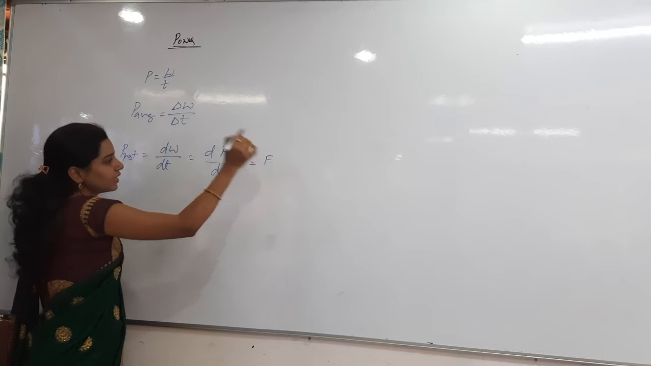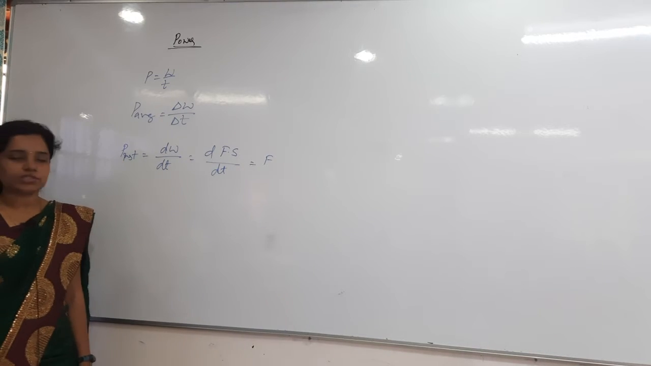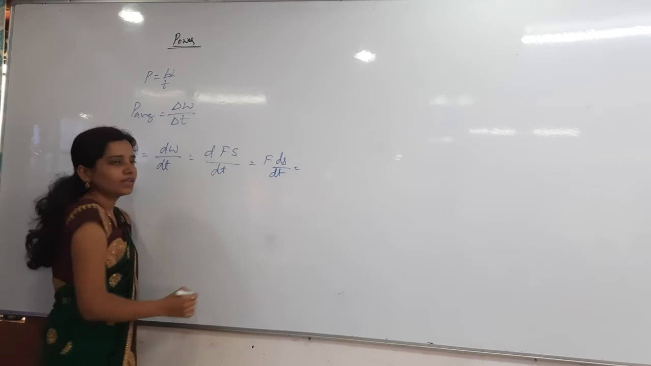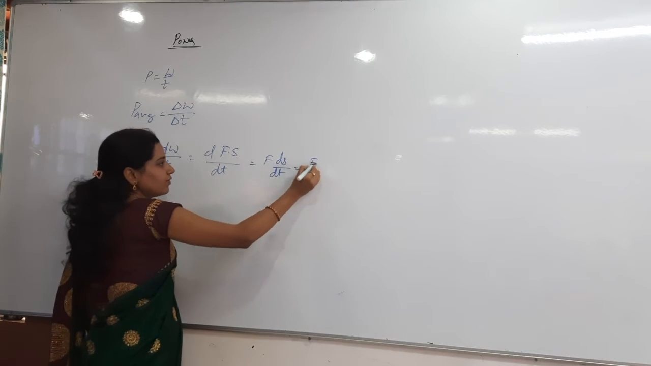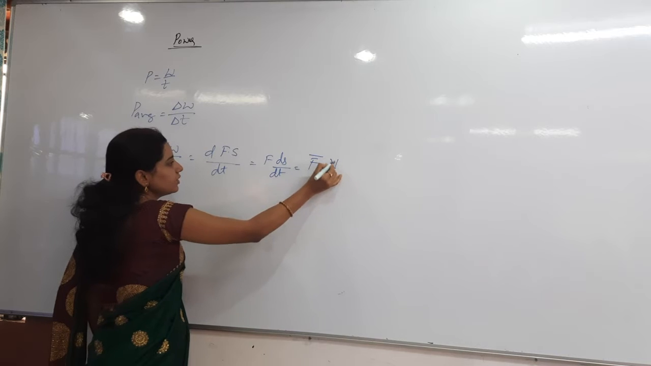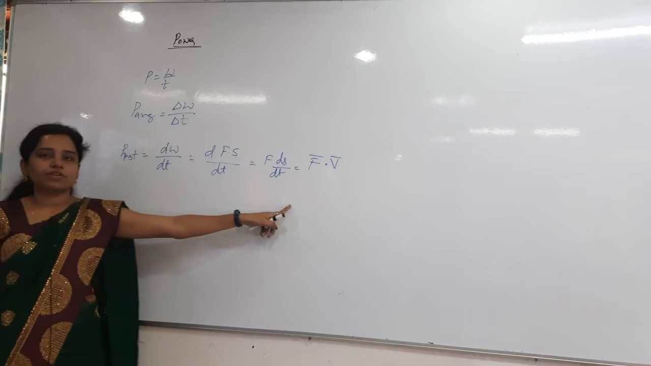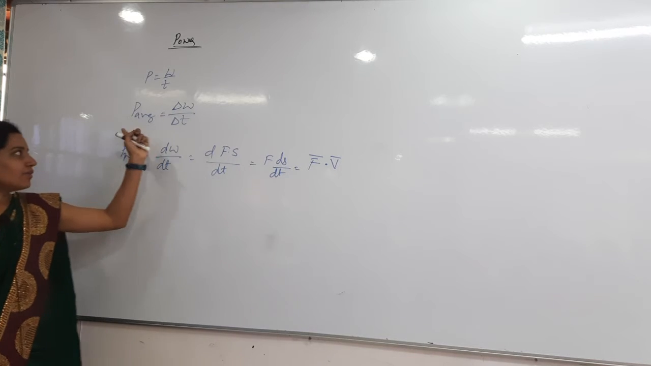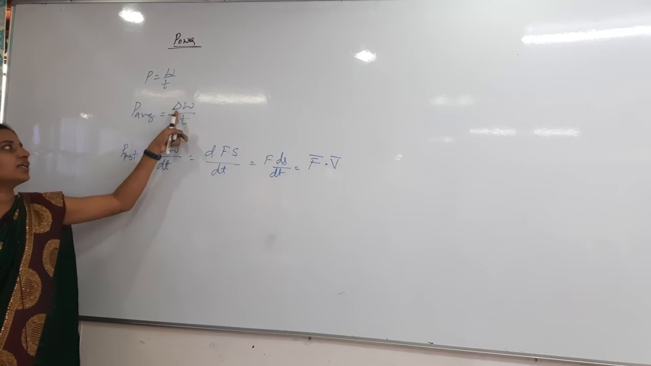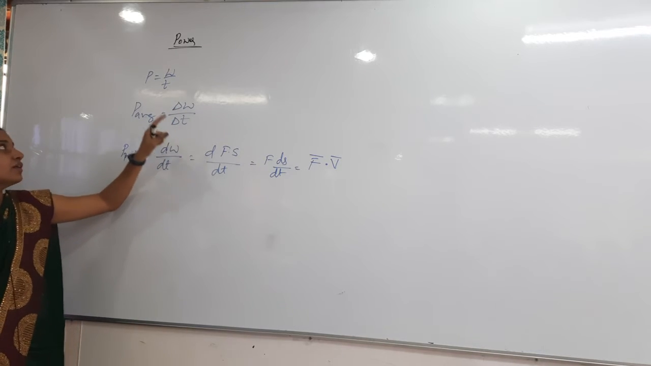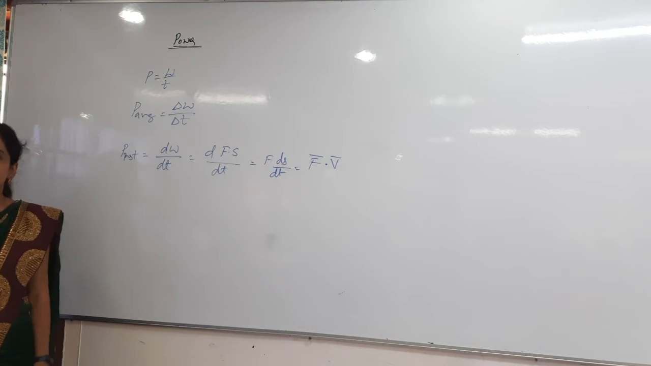Then here I take F outside, why? Because F is a constant force. And then here ds by dt. What do you mean by ds by dt? Velocity. So the dot product of force and velocity is the power. P is equal to F dot v, a very very important formula. And then average power is delta W by delta T, the change in work done by the change in time. Power is generally the rate of doing work.